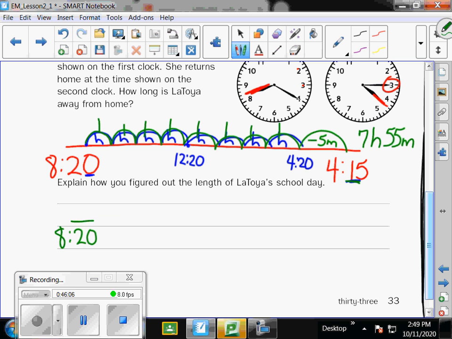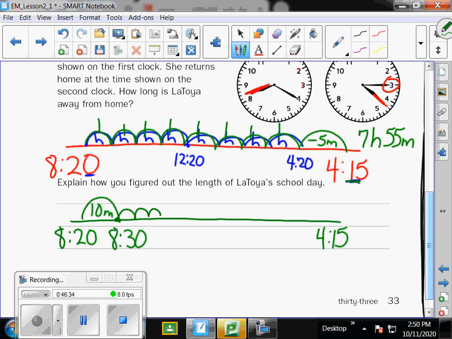Okay? So let's start over again. Let's go from 8:20 to 4:15 again. All right, maybe I want to, you know what? What if I go ahead and jump 10 minutes to get to our benchmark time of 8:30? Right? That's another easy time. I didn't have to, but I could. All right, now let's count by hours. So 8:30, 9:30, 10:30, 11:30, 12:30, 1:30, 2:30, 3:30. I don't want to go to 4:30 because that's too far.